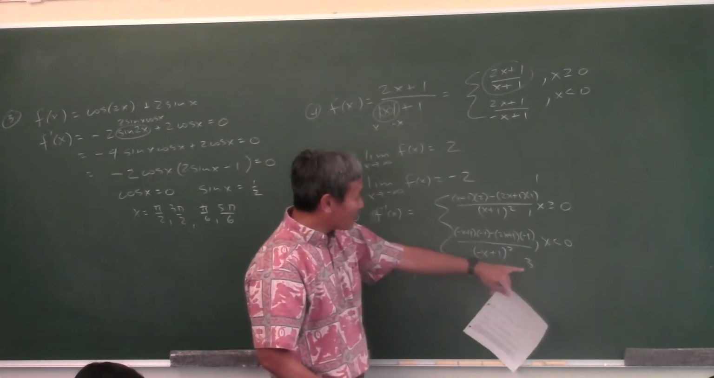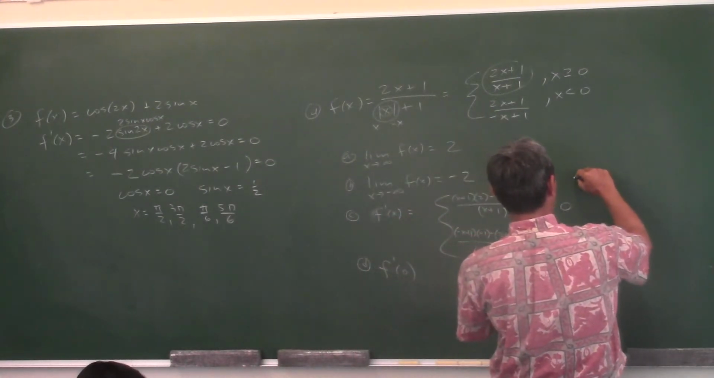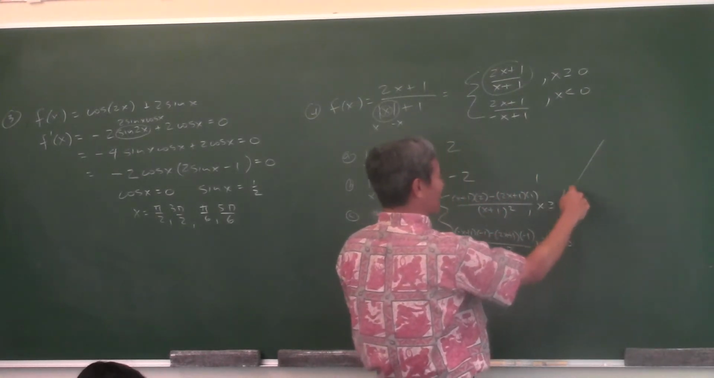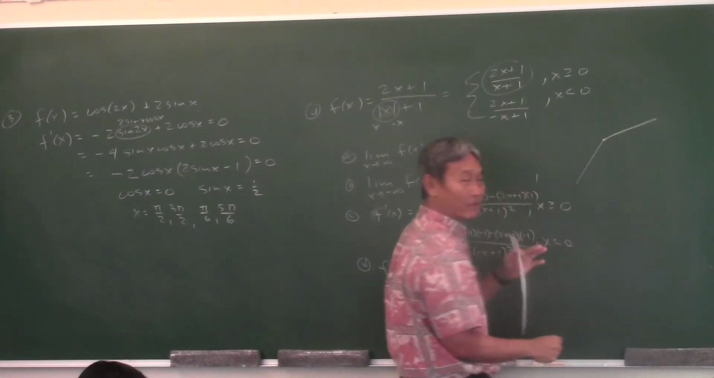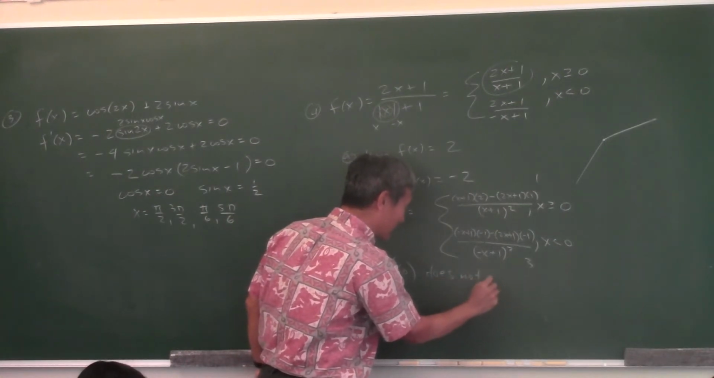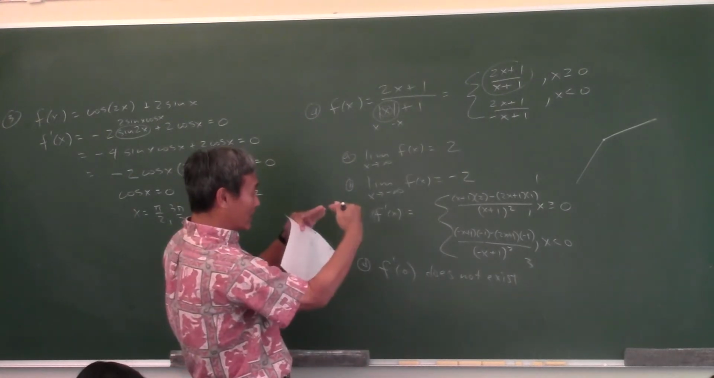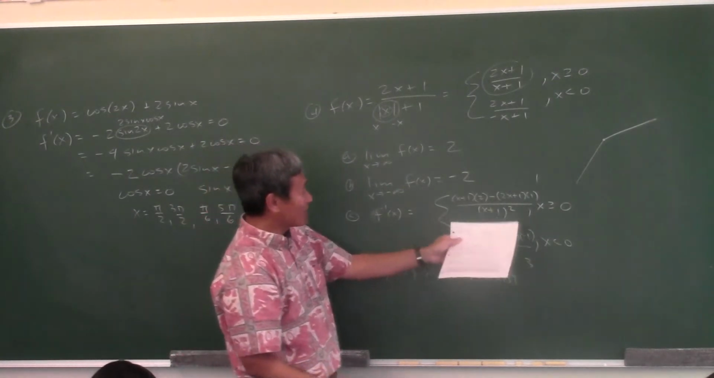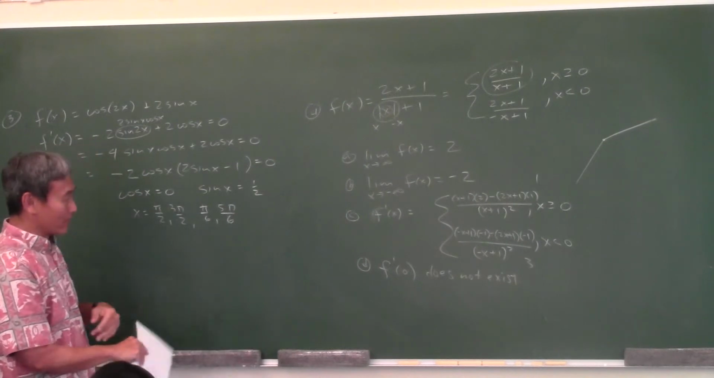See, that means the left-hand slope and the right-hand slope are not the same. That means coming from the left, when x is less than 0, the slope is 3, so it's steep like that. And then when x is greater than or equal to 0, the slope is 1, so it's going to look like that. The graph comes to a sharp point right there, which means the derivative does not exist. Because in order for the derivative to exist, the left-hand slope and the right-hand slope have got to be the same so that the graph will be smooth. If the left-hand slope and the right-hand slope are different, then it's not going to be smooth. Therefore, the derivative does not exist.